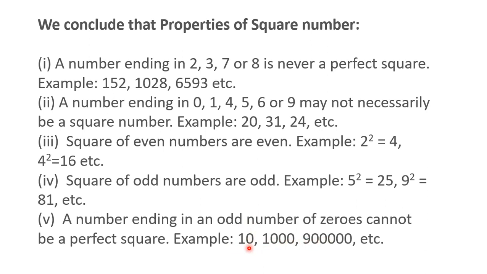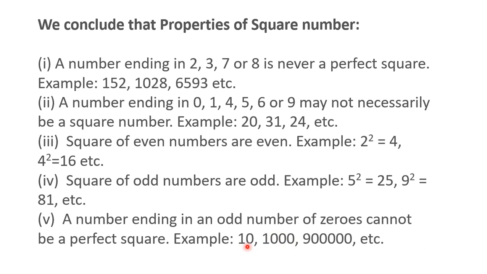Take 10, 1000 and 9 lakhs. The number of zeros in 9 lakhs is 1, 2, 3, 4, 5. So if this number has 5 zeros, it is not a perfect square. Here 1000, the number of zeros is odd, 1, 2 and 3. So 1000 is also not a perfect square.